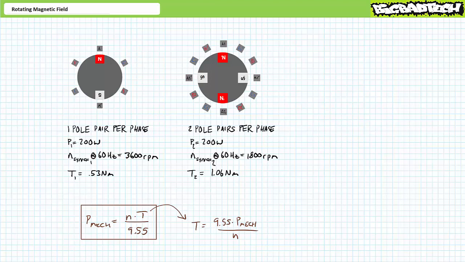The reasons are pretty obvious when you look at the diagrams. The single pole pair per phase motor has half as many magnets generating torque, whereas the two-pole pair per phase motor has twice as many magnets generating torque. For similarly rated motors, there's a trade-off between speed and torque because there's a trade-off between the speed of the rotating magnetic field and the combined strength of the magnetic poles forming the field.